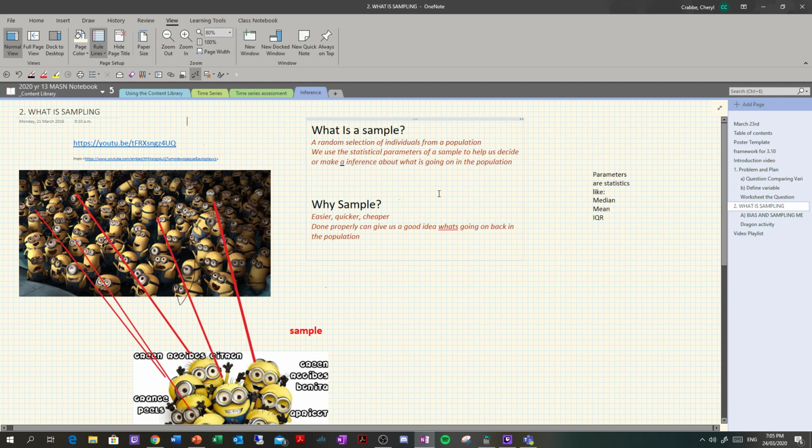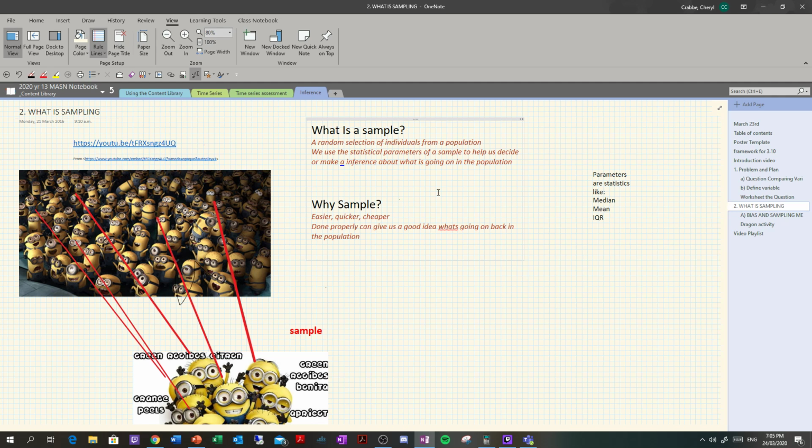Now, an inference just means make a decision about, or an assumption, or some sort of intelligent speculation about what's going on back in the population based on the sample. So the better your sample is, the more reliable the statistics that you get, and the better your inference will be back to the population.